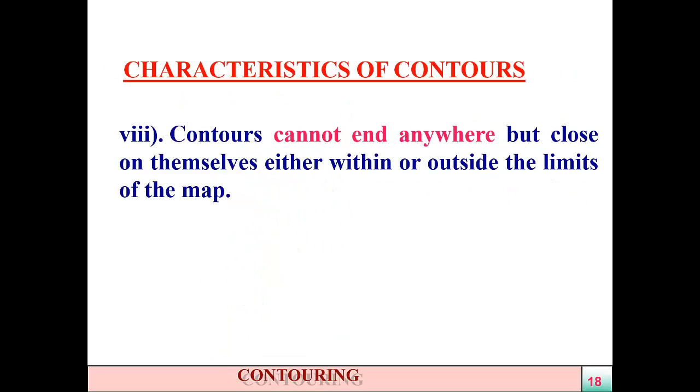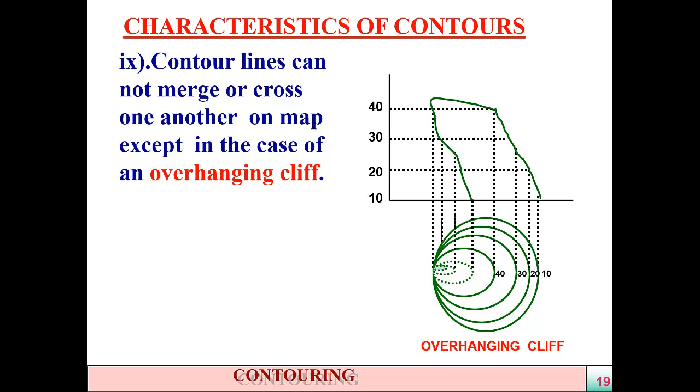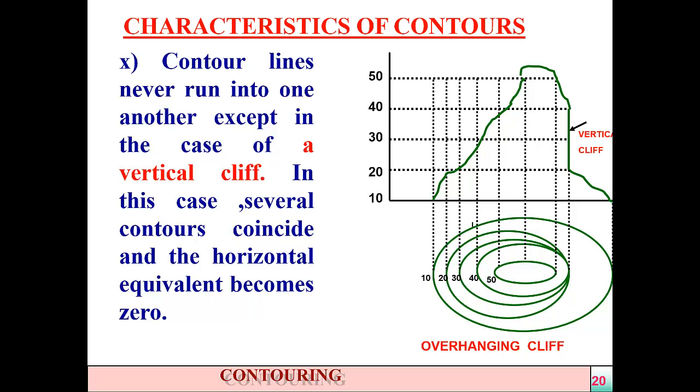Contours cannot end anywhere, but they close on themselves either within or outside the limits of the map, and you can see what would happen if you had a steep cliff, or in fact maybe an overhanging cliff. It might look something like this on the map. Contour lines never run into one another except in the case of that vertical cliff, and then it's impossible to really tell without some kind of side view exactly what's going on here.